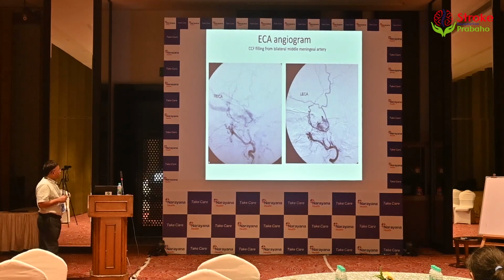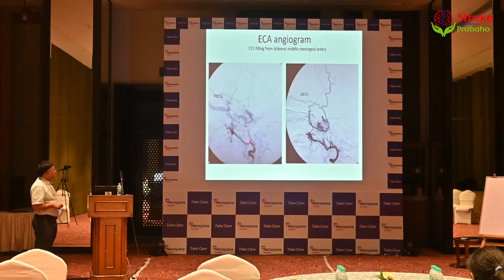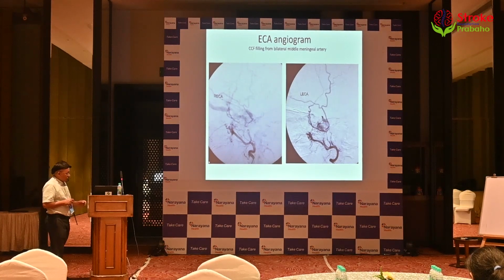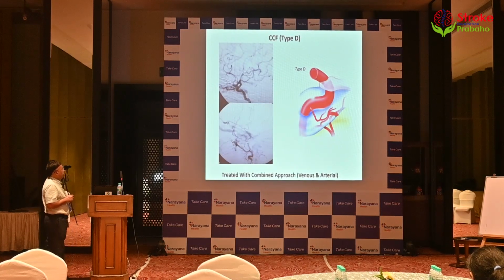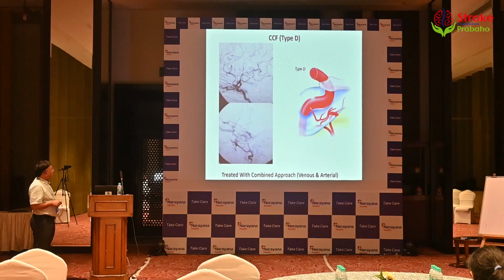When we perform external carotid angiogram on the right side and the left side, we can see the fistula is filling from the external carotid artery system through the middle meningeal artery and some of the internal maxillary artery system. On the left side it is also filling, but more filling from the right side than the left side. So it was filling from the bilateral external carotid system and from the dural branches of the ICA on the right side. So it is a type D fistula. Type D is where the dural branches of the ICA and the dural branches of the external carotid system fill this fistula.